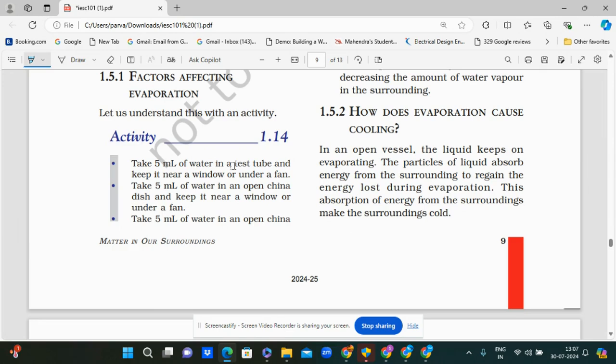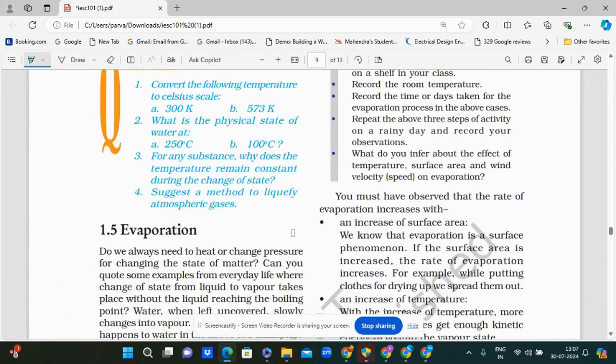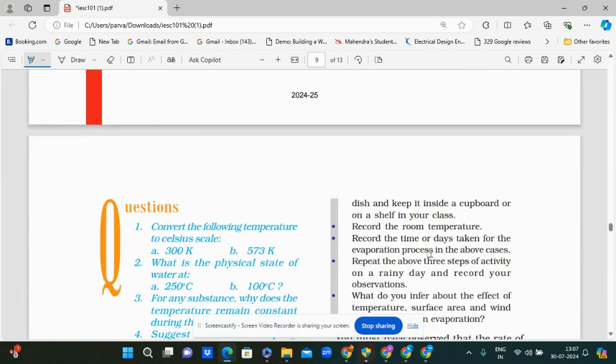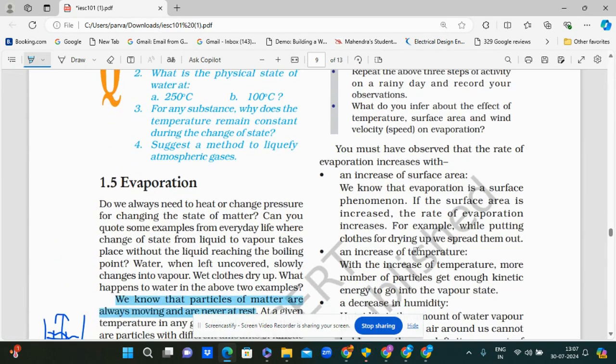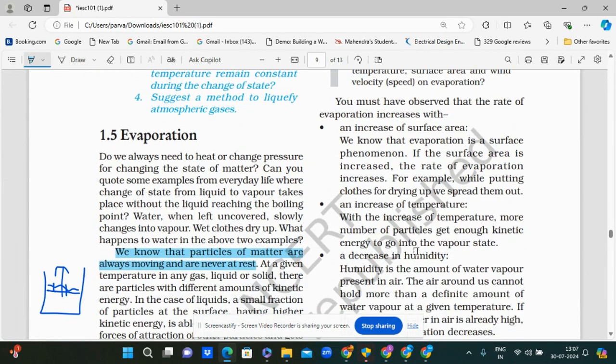Take 5 ml of water in a test tube and keep it near a window or under a fan. Take 5 ml of water in an open china dish and keep it near a window or under a fan. Again take 5 ml in an open china dish and keep it inside. Record the observation. Okay, and for a rainy day also. So the observation is that if it is under the fan.